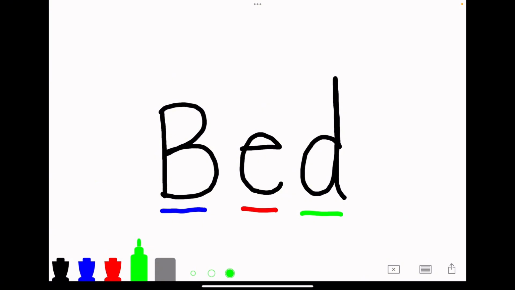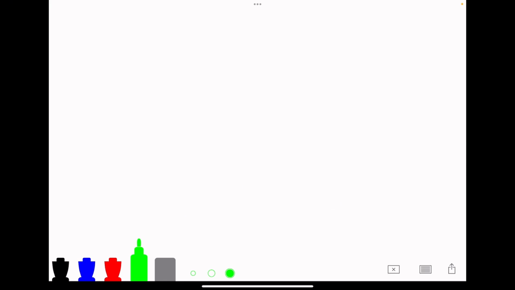The first 2 times we're going to write the word bed using capital B. And then the next 2 times we're going to write the word bed using lowercase b. So let's get started on writing the word bed using capital B. So the first letter in the word bed is B.